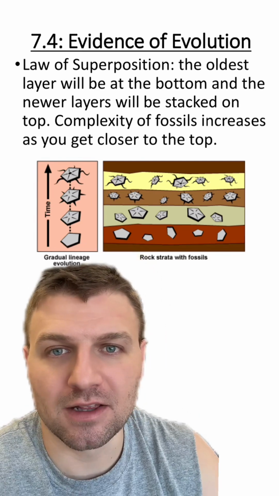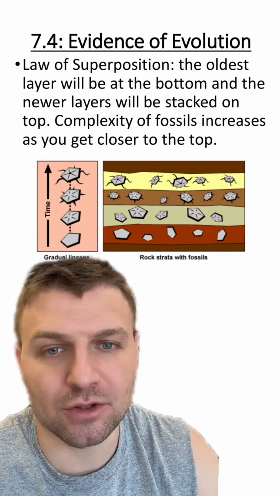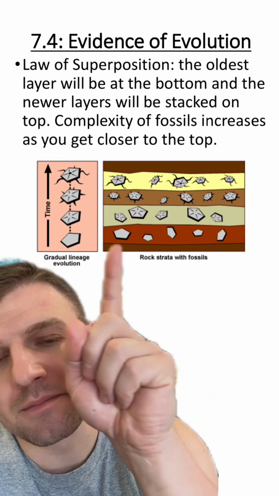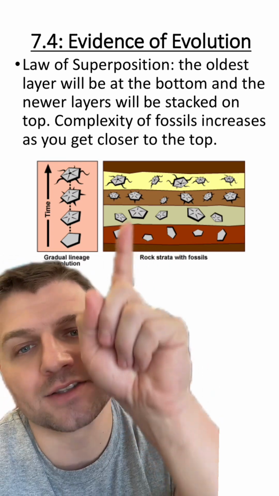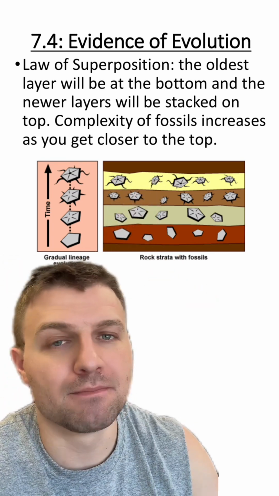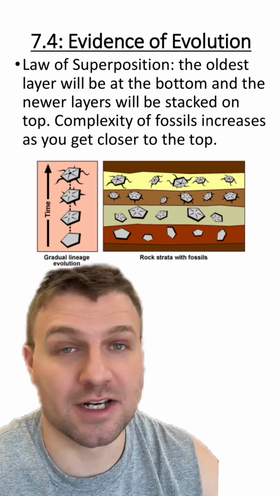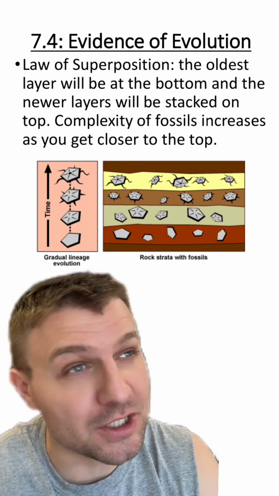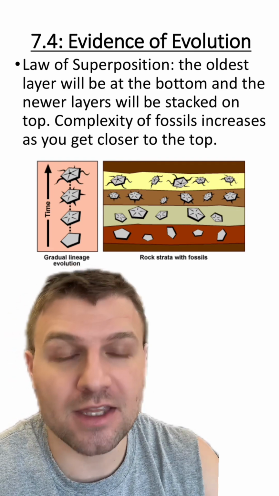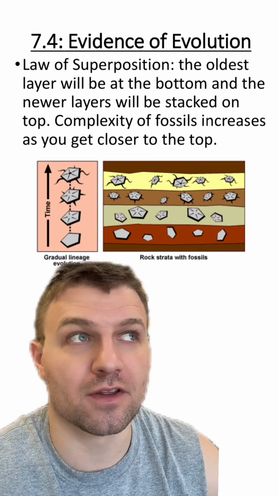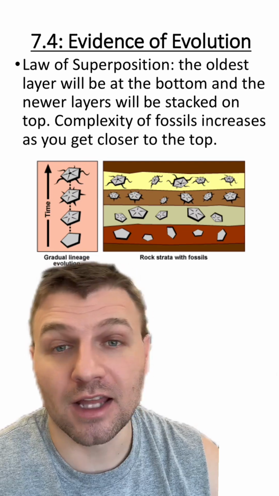Something else we see in the law of superposition is something called complexity increasing, where the species at the bottom that are the oldest are the least complex, while the species at the top are the most complex. Now, it's not saying that we as humans are the most complex organisms ever. We are a really cool species, but it's just saying that complexity has increased over the billions of years that life has been on Earth.